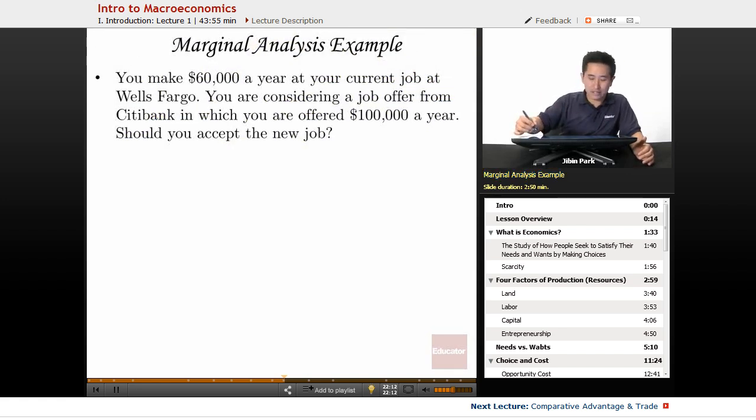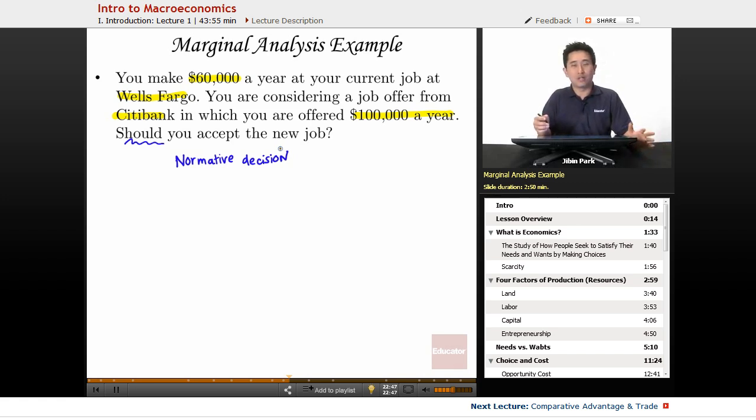So a marginal analysis example here. Let's say you make $60,000 at your current job at Wells Fargo. You're considering a job offer at Citibank in which you're offered $100,000 a year. Should you accept the new job? Well, first of all, let's identify what kind of question this is. Is this a normative or a positive question? The word should, whether or not you should or should not do something, makes it a normative decision. So no decision is necessarily right or wrong, because we don't know what one values. Do you value loyalty? Do you value higher income, flexibility? There's not a whole lot of information other than salary here.